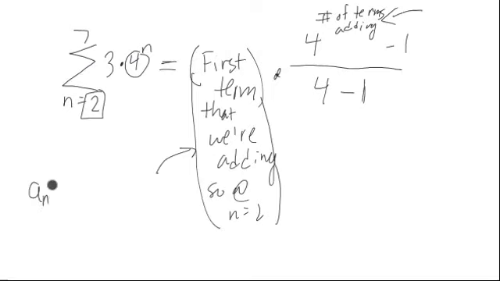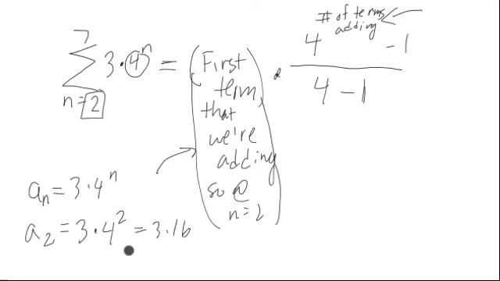Let's suppose that the sequence is labeled as a sub n is equal to 3 times 4 to the n. A sub 2 is what we're after. That would be 3 times 4 squared, which would be 3 times 16, which is 48. So the first term amongst the ones that we're adding is 48, times 4 to that. How many terms do we have?